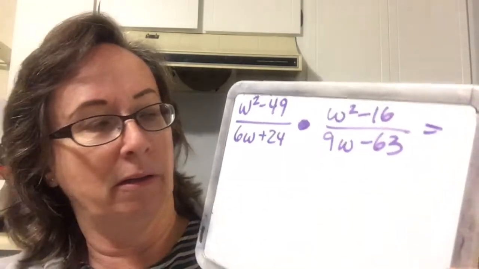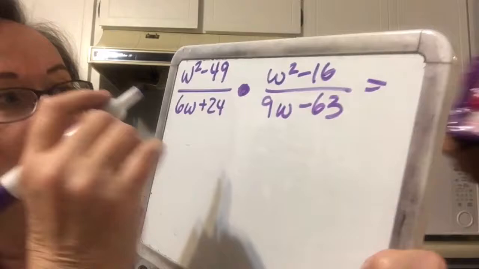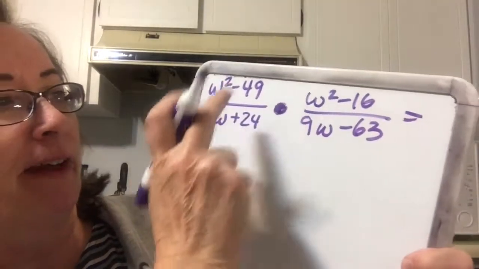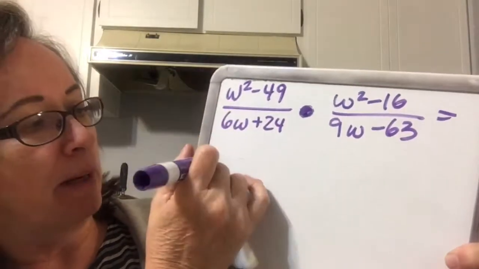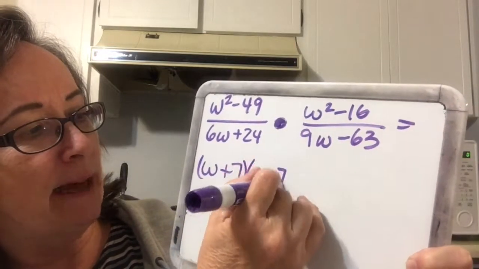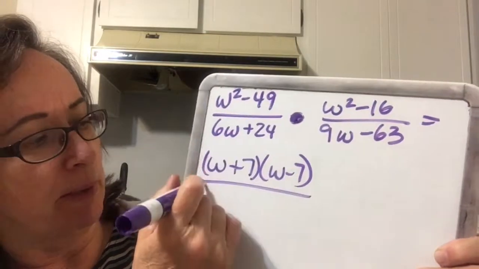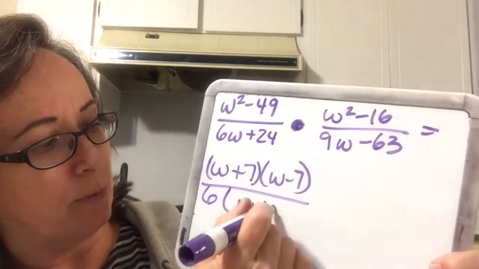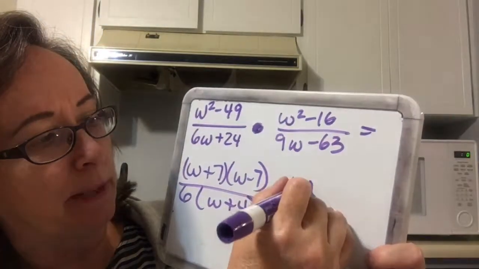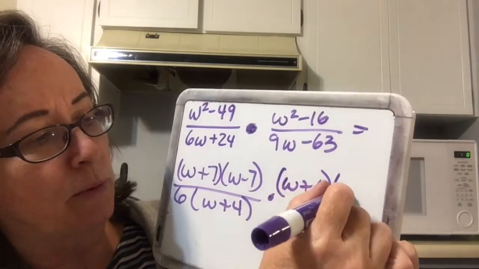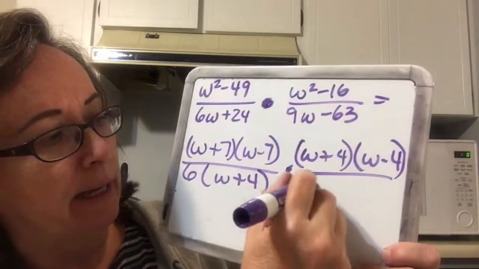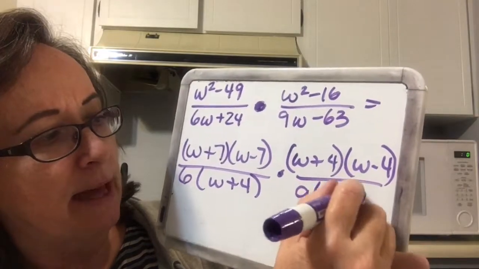And now we are very, very close to, okay, so what we're going to do is factor, factor, factor, factor. When we factor this one, we're going to have a w plus 7, w minus 7. When we factor this one, we're going to have a 6 times w plus 4. When we factor the numerator up here, it's going to be w plus 4, w minus 4. When we factor the denominator, we're going to pull out a 9 and get a w minus 7.